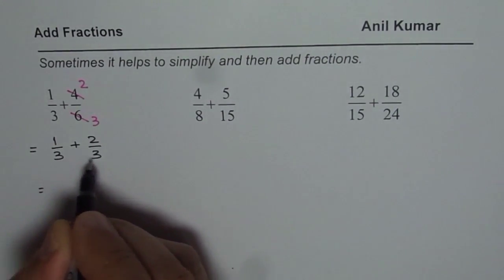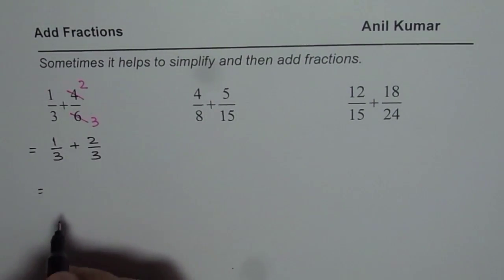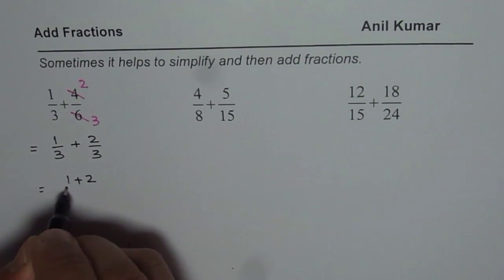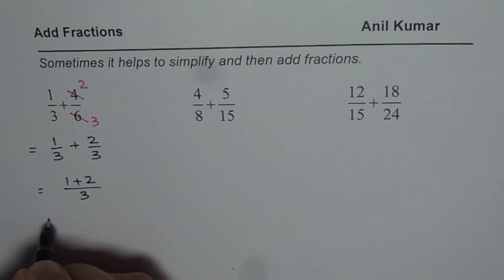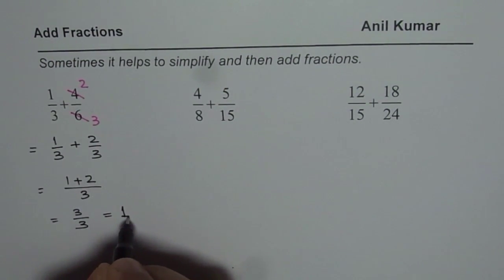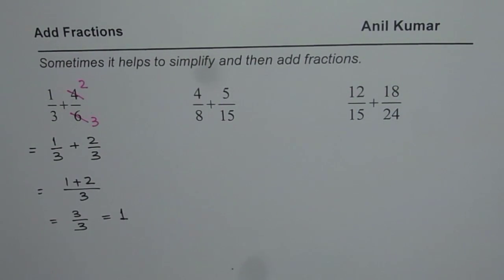Now we already have common denominator, so we can add the numerator 1 plus 2, right? So I'm adding 1 and 2 in the numerator with the common denominator 3. That gives me 3 over 3. As you know, 3 over 3 is 1. So we get 1 as our answer for the first one.